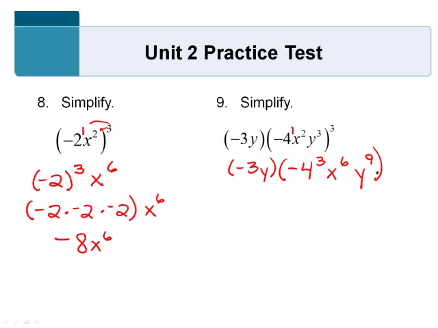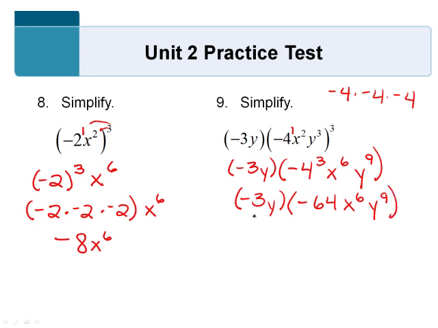Okay? So, now, before we do anything with the negative 3y, we need to work out negative 4 to the third. So I'm going to do that up here just to save some space. So I'm going to multiply negative 4 3 times. That's going to give me negative 64. And x to the 6 and y to the 9th, they just come down.